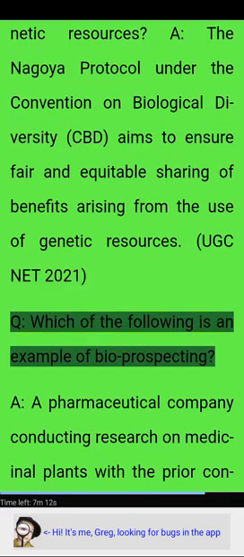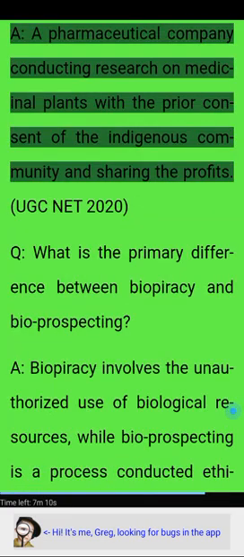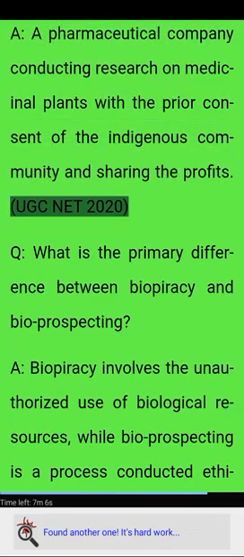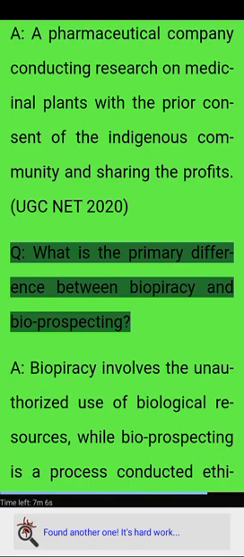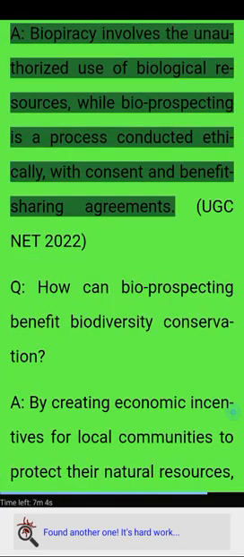UGC-NET 2021. Q. Which of the following is an example of bioprospecting? A. A pharmaceutical company conducting research on medicinal plants with the prior consent of the indigenous community and sharing the profits. UGC-NET 2020. Q. What is the primary difference between biopiracy and bioprospecting? Biopiracy involves the unauthorized use of biological resources, while bioprospecting is a process conducted ethically with consent and benefit sharing agreements.